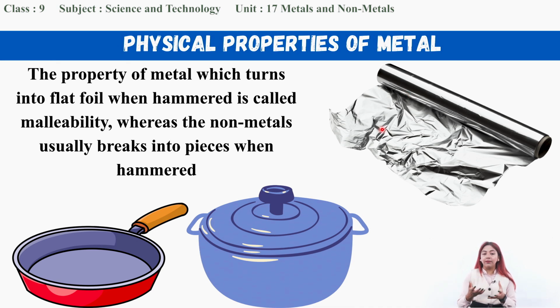And since we can make flat foils of metals, they can be used to make various things such as these utensils. You can see this frying pan is flat on the base as well as on the edges, and this utensil is also flat on the sides, and its cover is also flat, because it is malleable. So we can mold it into various shapes without breaking the metal. So that property of metal is known as, yes, malleability.